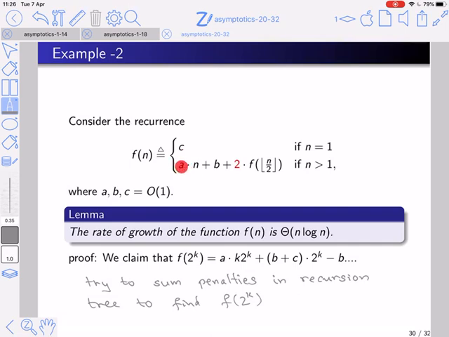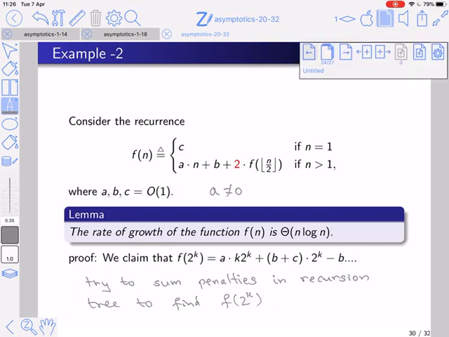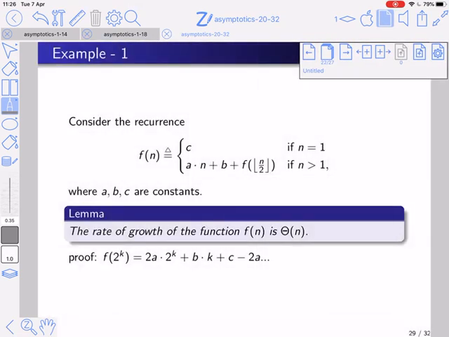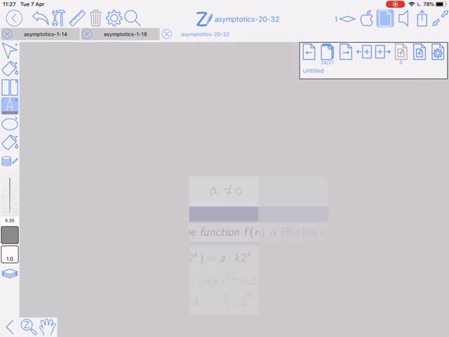It would matter if the a were 0. So let's assume that a is not 0. A does not equal 0. And the same thing over here, because if a here were 0, then it would be somewhat different. Non-negative, let's say. Okay, good.